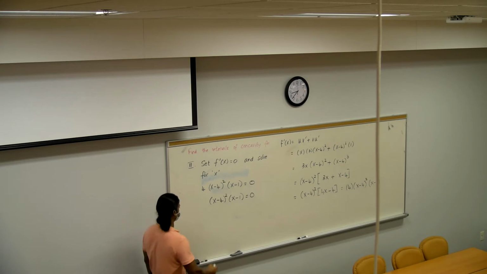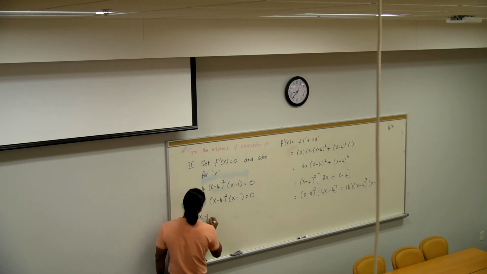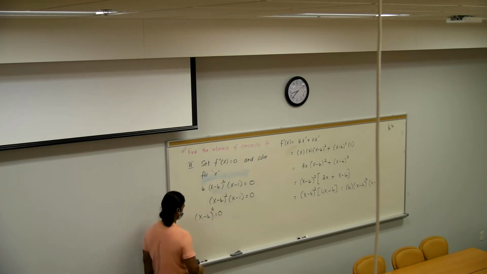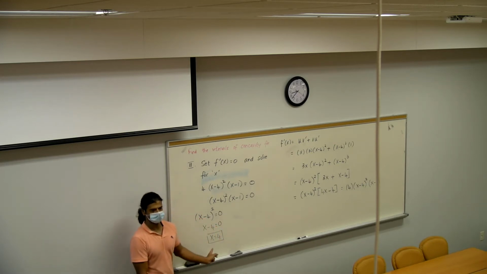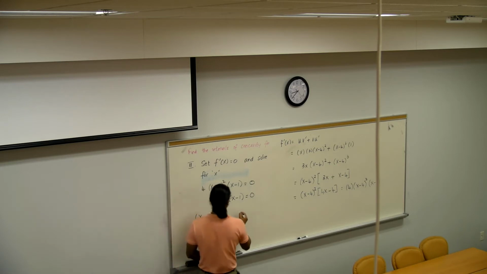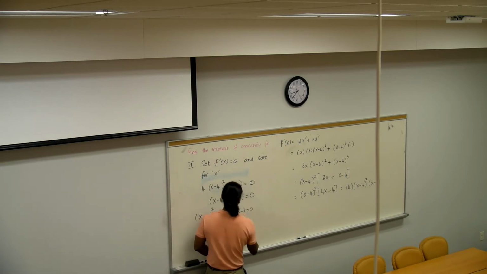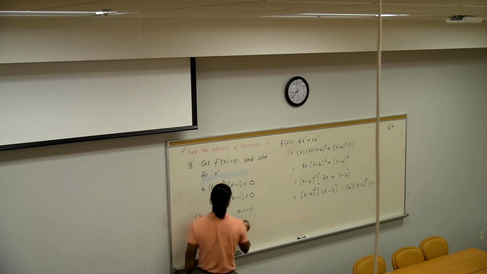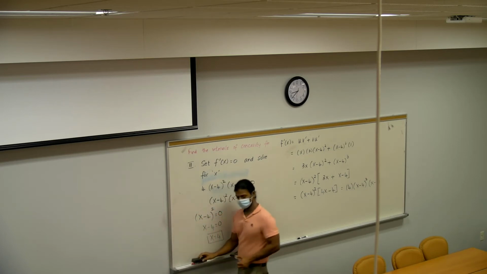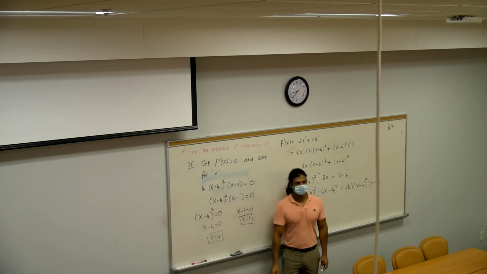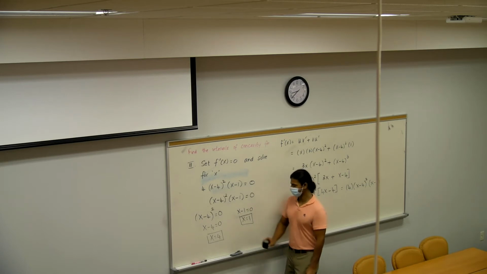Each of them is a factor. So, set the first factor equal to 0. Take the square root, it would become x minus 4. Move the 4 to the other side, we get 4. Yes? And do the same thing with the second factor. X minus 1 equals 0. Move the 1 to the other side, we have x is equal to 1. What are these values called? Critical values.